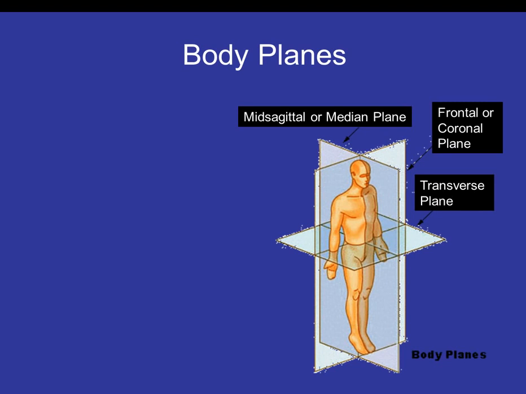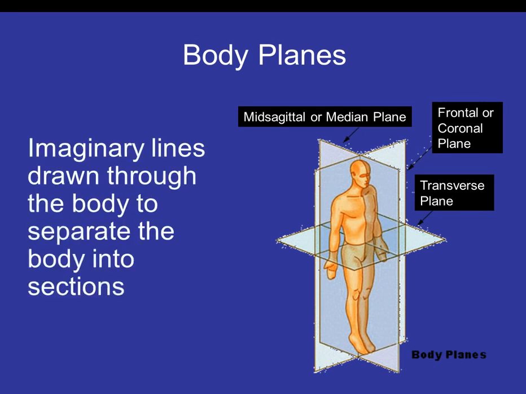Body planes. We have three different body planes that we're going to talk about. So what are they? The body planes are imaginary lines drawn through the body to separate the body into sections. This gives us a reference point when we're talking about different directional terms. So we have our mid-sagittal plane, which divides the body right in half into your right and your left.